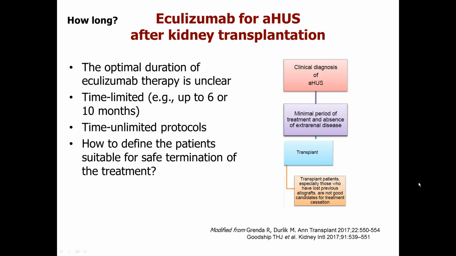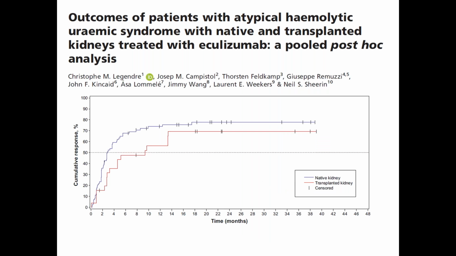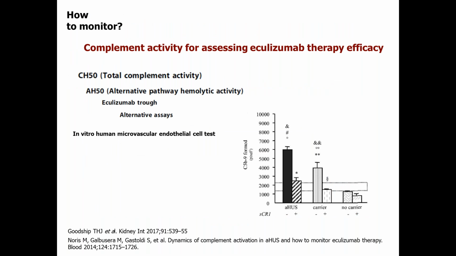In terms of transplant setting, those transplant recipients who have lost previous allografts are especially not good candidates for treatment cessation. There is a very nice study performed by an international panel about outcomes of patients with atypical hemolytic uremic syndrome, both in native and transplanted kidneys, treated with Eculizumab. And as we can see from this slide, the treatment duration should be at least 12 months to achieve the remission of thrombotic microangiopathy.